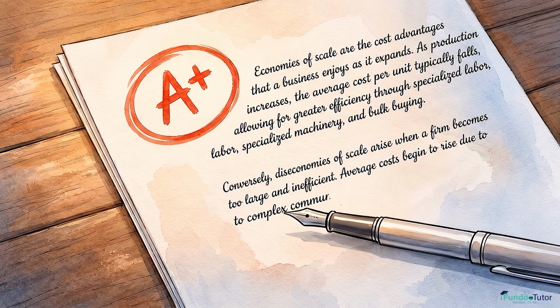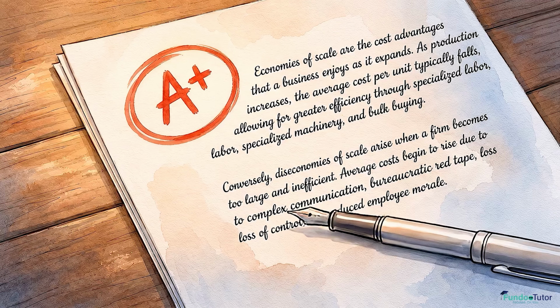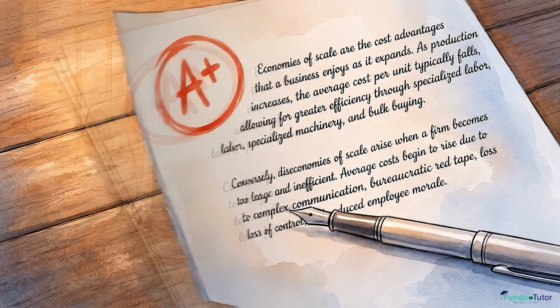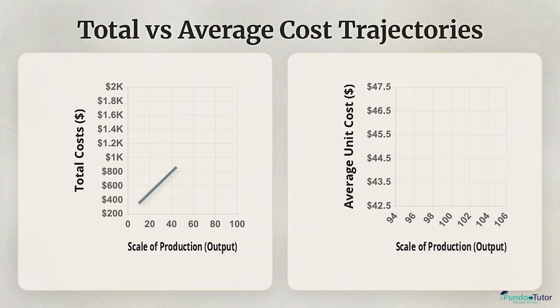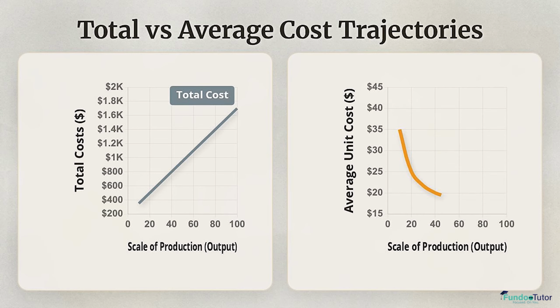Securing full marks on an evaluative essay requires proving you understand this constant tension. The mathematical benefits of expansion are always fighting against the human risks of poor management. This side-by-side comparison highlights the single most common trap in microeconomics. Notice the distinction here. The line for total costs points strictly upward, while average costs point downward.